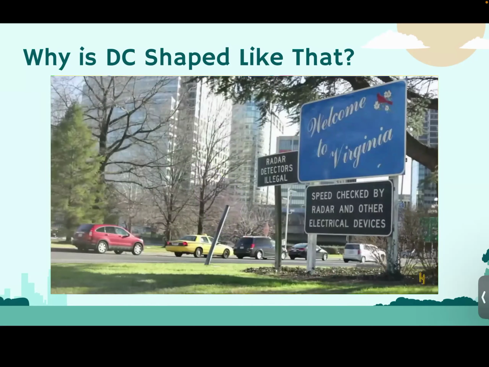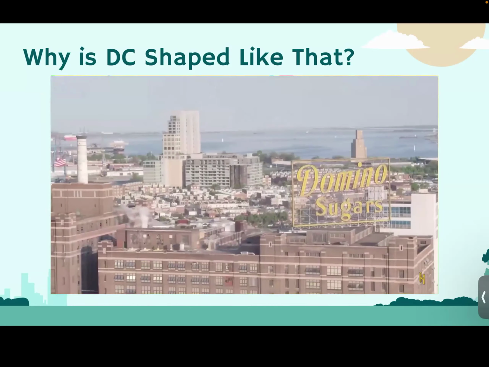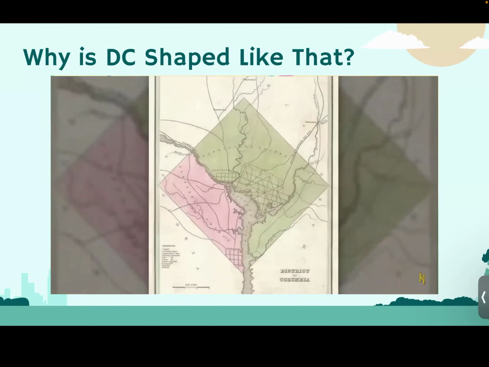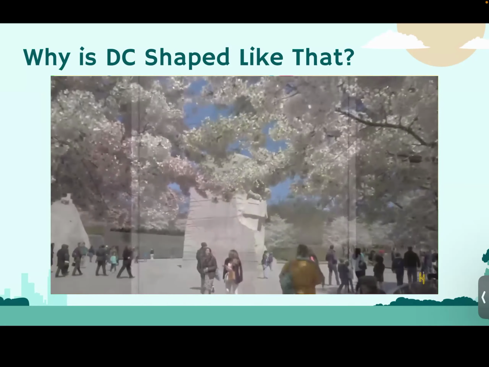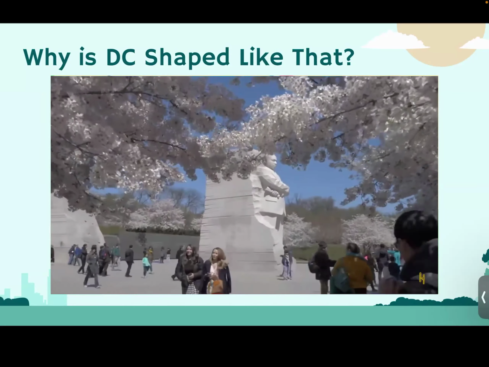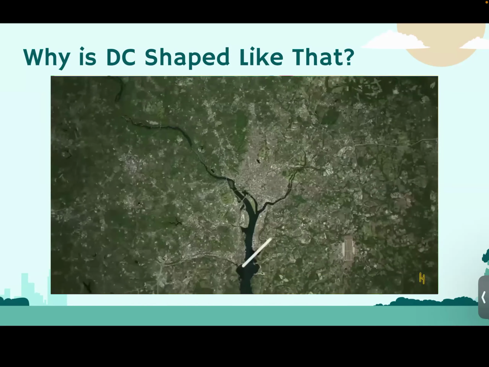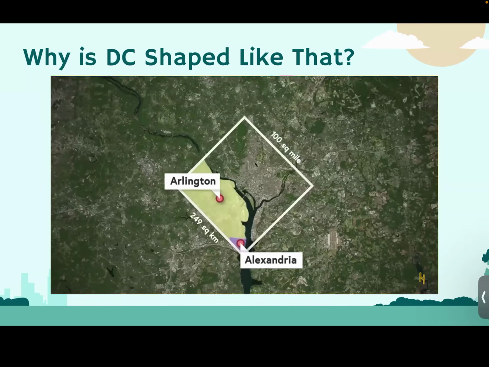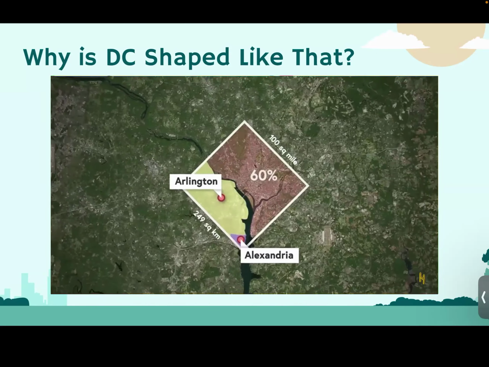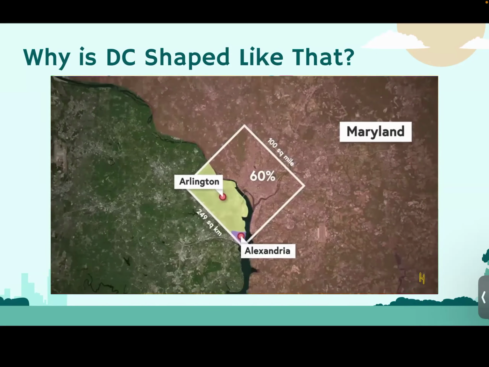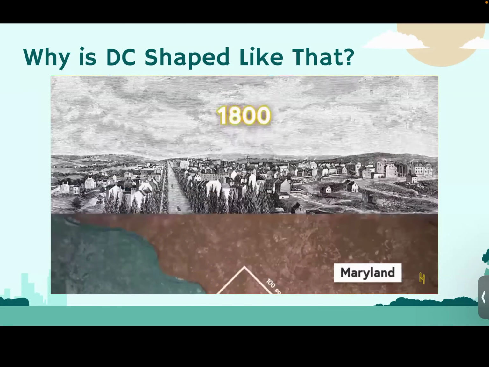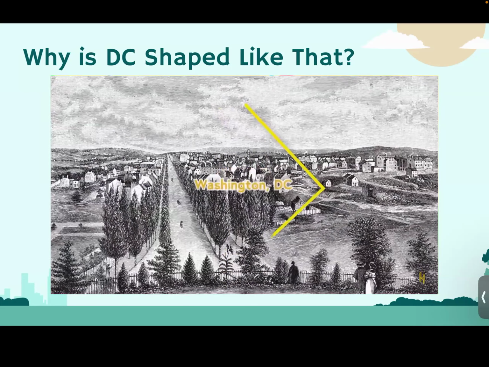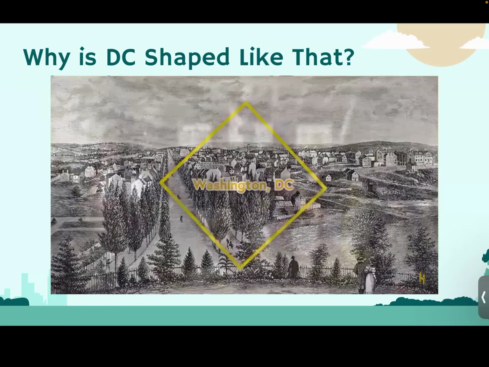At the convention, Virginia and Maryland agreed to donate those lands to the US government in a perfect diamond shape that looked like this. DC became established as the required 100 square mile or 259 square kilometer square that included the cities of Alexandria and Arlington within its borders. Roughly 60% of the city would be located in Maryland and 40% in Virginia. By 1800, the move was complete, and DC kept the same shape for 50 years until changed by America's third favorite pastime, racism.